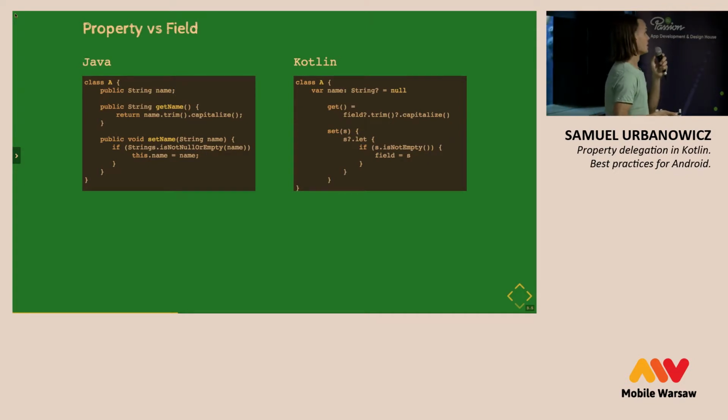Often, apart from just simply returning the value of a backing field inside the getter or updating it in the setter, we are using some pre-processing operations. For example, like here, first we are trimming the value of our field, then we are capitalizing it. Also in the setter, we may like to check if the value passed to the setter is not null or if it's not empty, and so on.